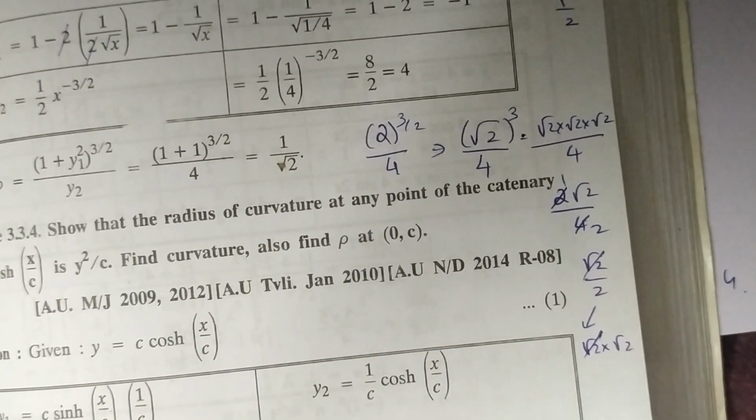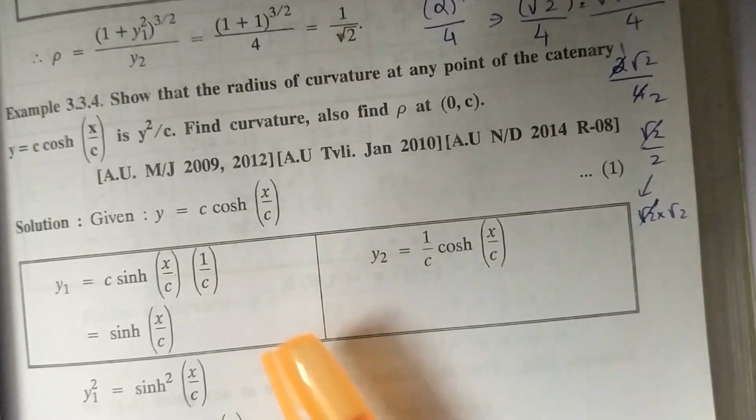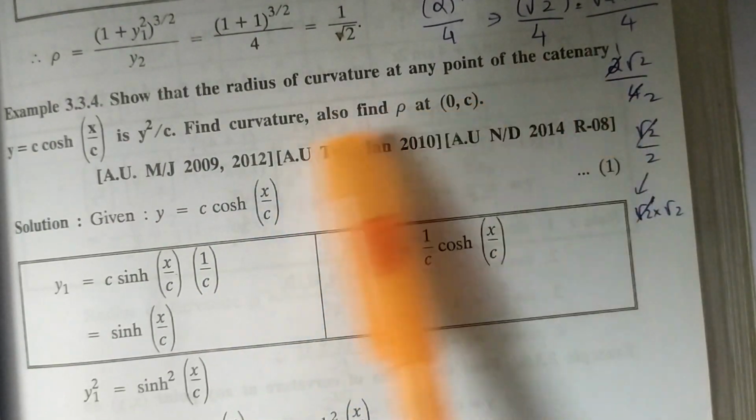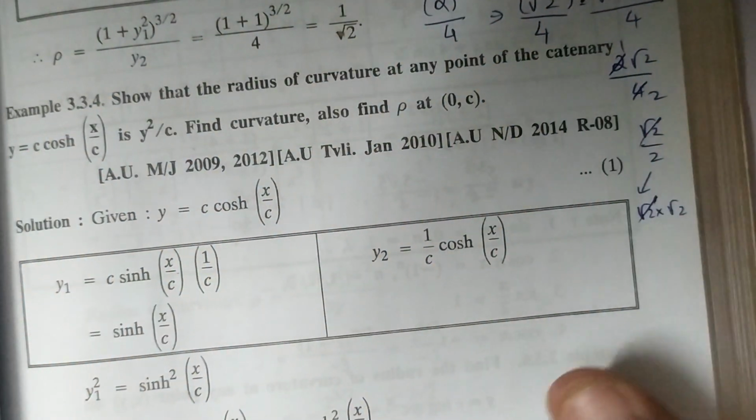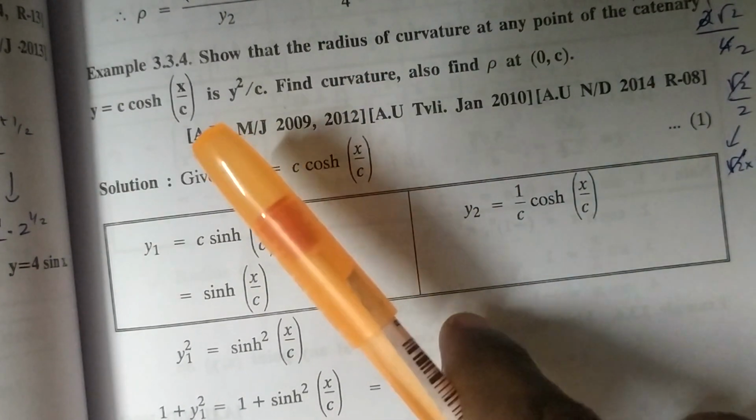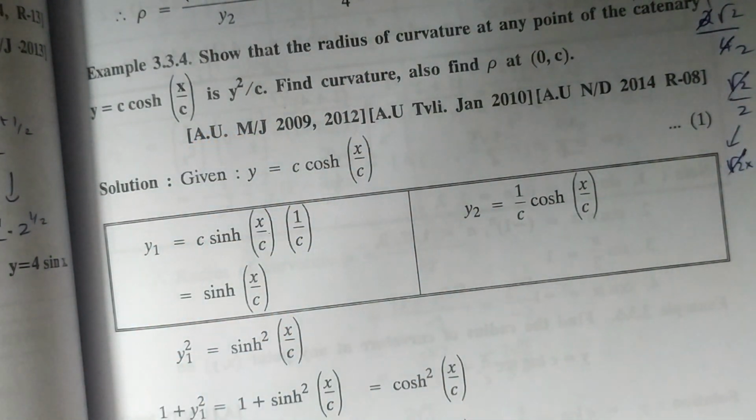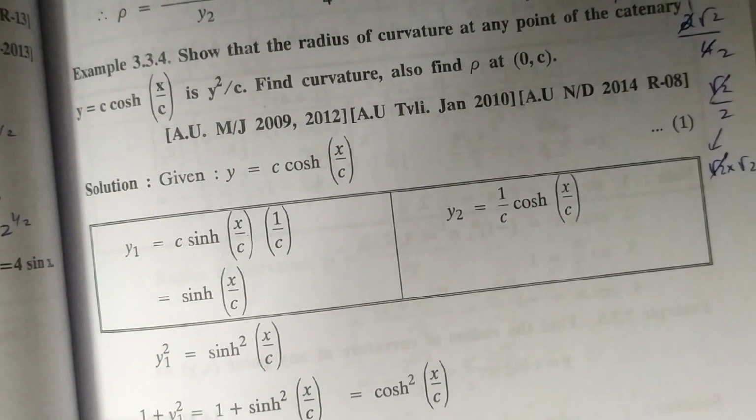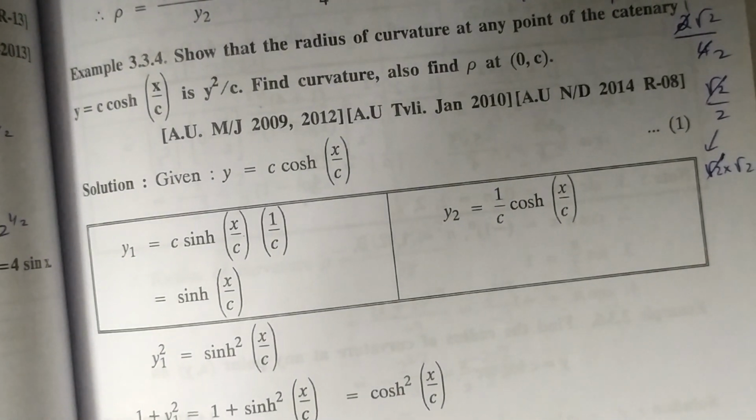Okay. Finally, I am going to teach you one problem. Show that the radius of the curvature at any point of the catenary y equals c cosh x by c is y square by c. Find curvature, also find rho at (0, c). So we have to show the value of the radius of curvature as y square by c.